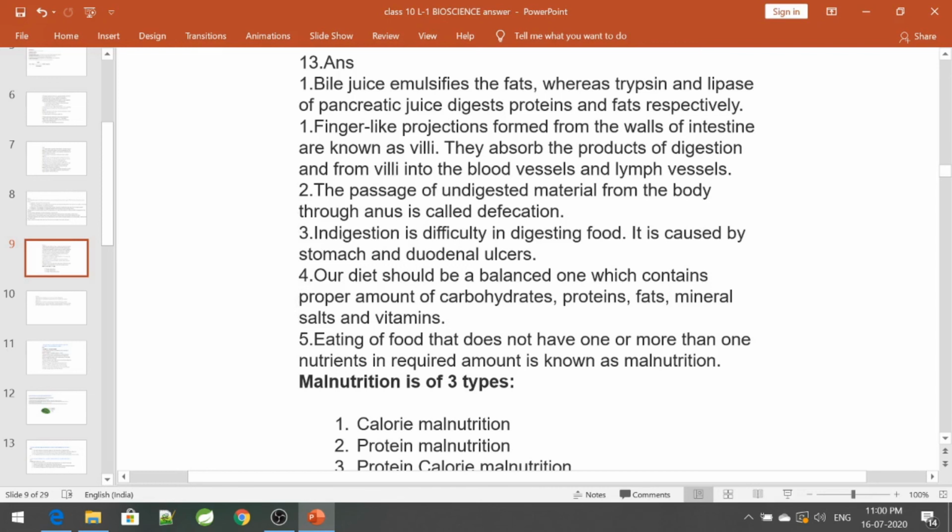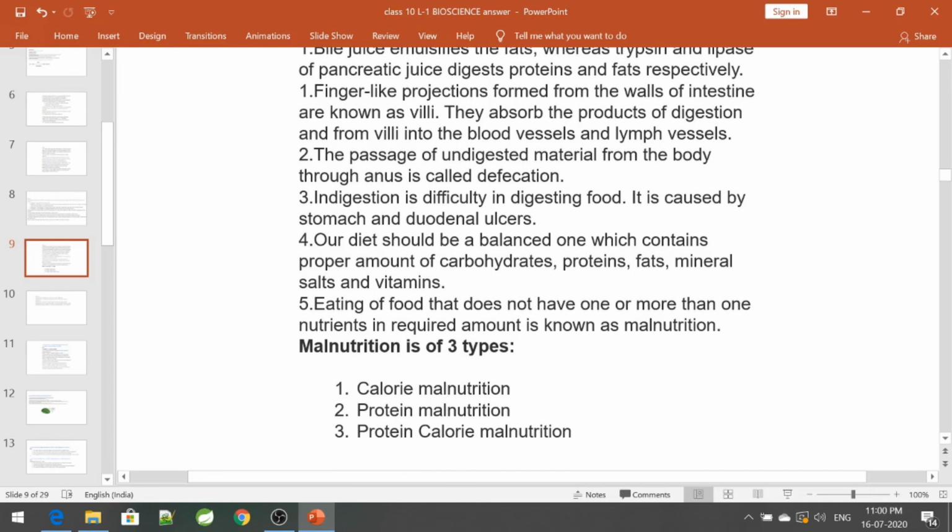Our diet should be a balanced one, which contains proper amounts of carbohydrates, proteins, fats, minerals, salts and vitamins. Eating food that does not have one or more nutrients in the required amount is known as malnutrition. Malnutrition is of three types: calorie malnutrition, protein malnutrition and protein calorie malnutrition.